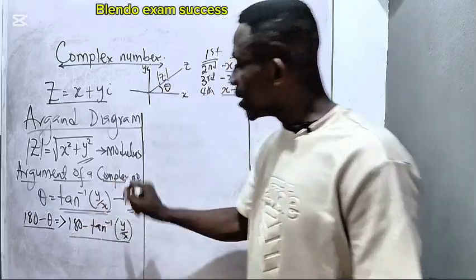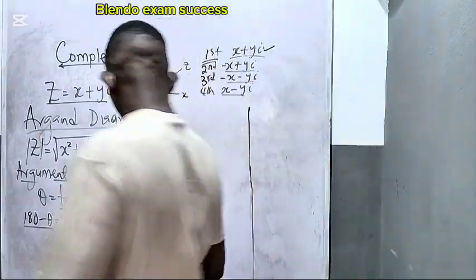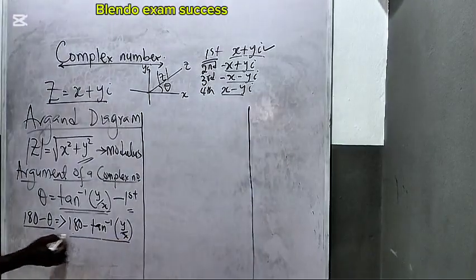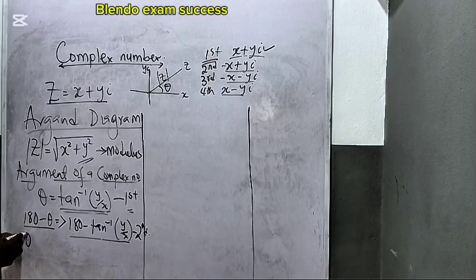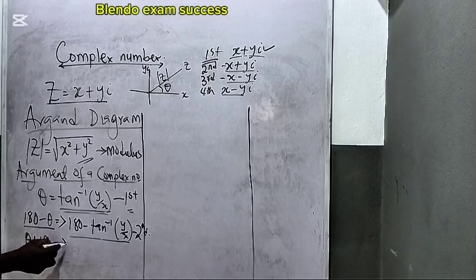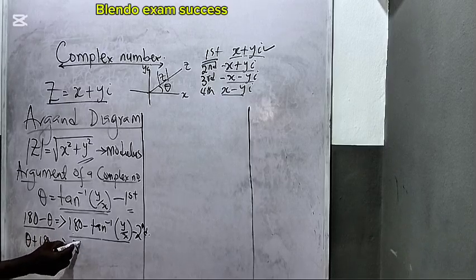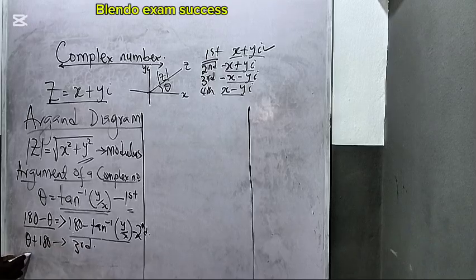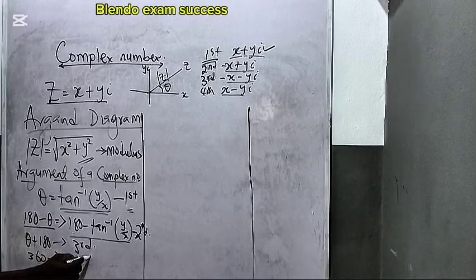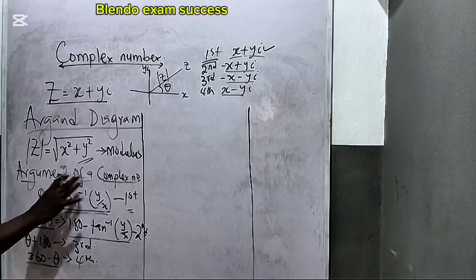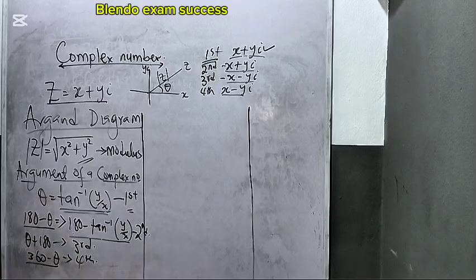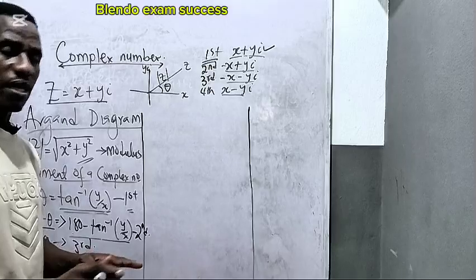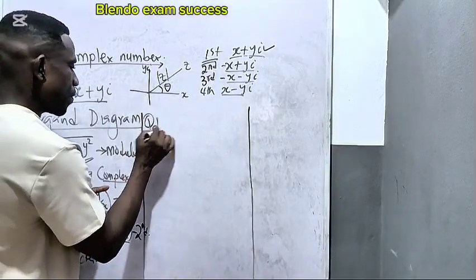This is the argument of the second quadrant. And also, theta plus 180 becomes the argument of the third quadrant. Then 360 minus theta becomes the fourth quadrant. So these are the different arguments we have for the first, second, third, and fourth quadrants. So let's solve this question and you will get the answers correctly.